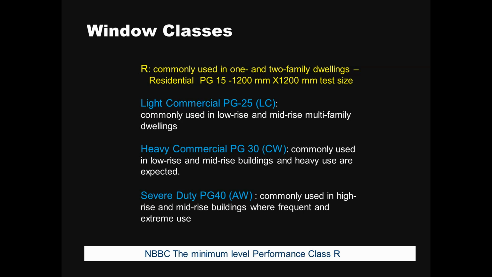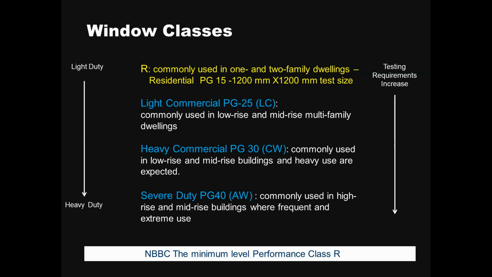But from the building code perspective, for us building inspectors, we only have to worry about the performance class R, residential. As you can see, your performance grade starts to go up and your minimum testing size moves up. On the other slide, it goes from light duty to heavy duty. So as a building inspector, we really only have to worry about the minimum for R.